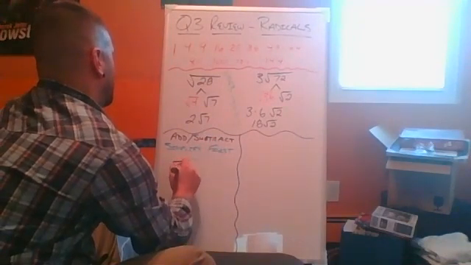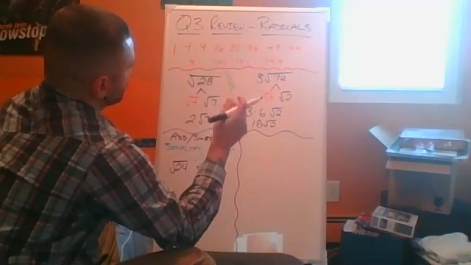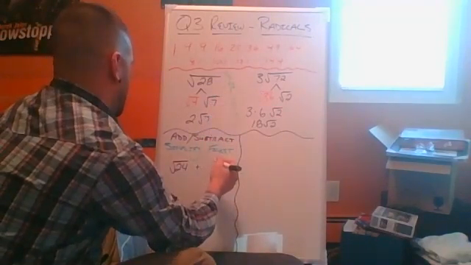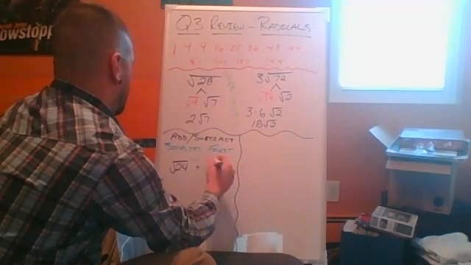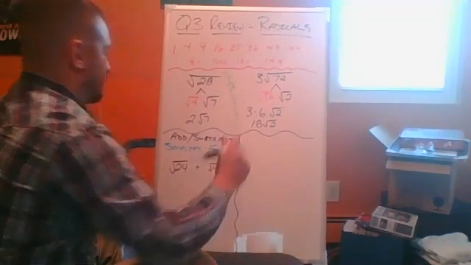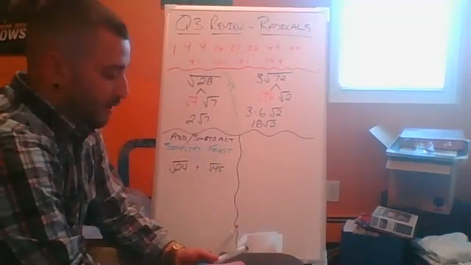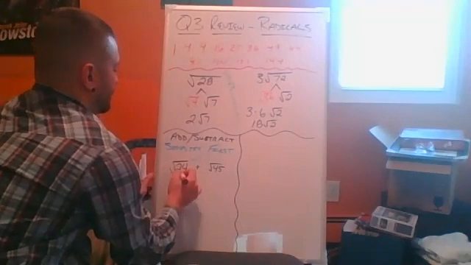So let's say, for example, we have radical 24 plus, let's see, radical 45. So we have two of these. We're going to break them down individually one by one. Again, we're looking for perfect squares that go into both.